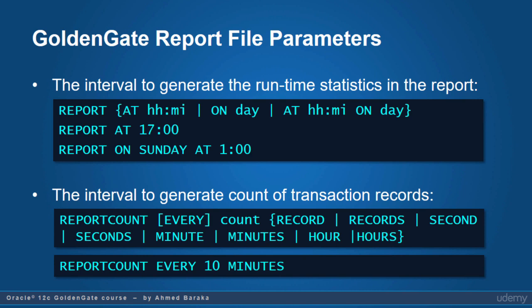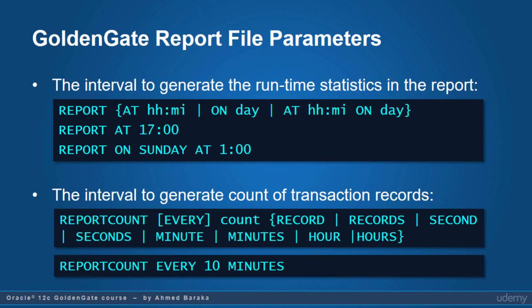I will talk now about some of the configurations that you can make in the parameter file to control the way the report is generated. The first parameter is the REPORT parameter. You use this parameter to specify the interval at which extract or replicate generates the runtime statistics in the process report. The statistics are added to the existing active report. You can define the interval to be at a specific time or at a specific day and time.